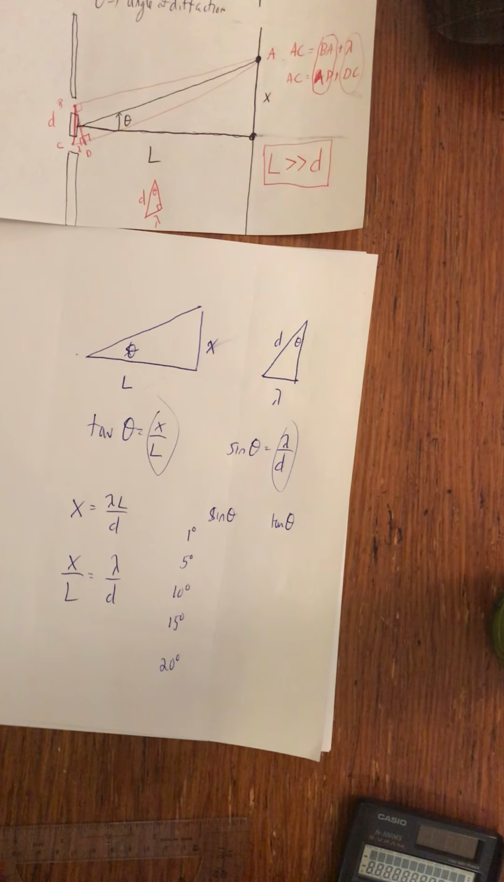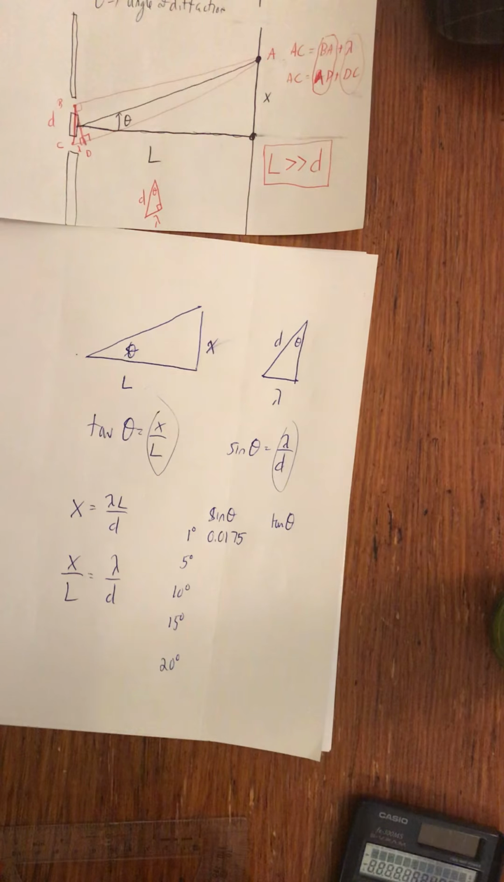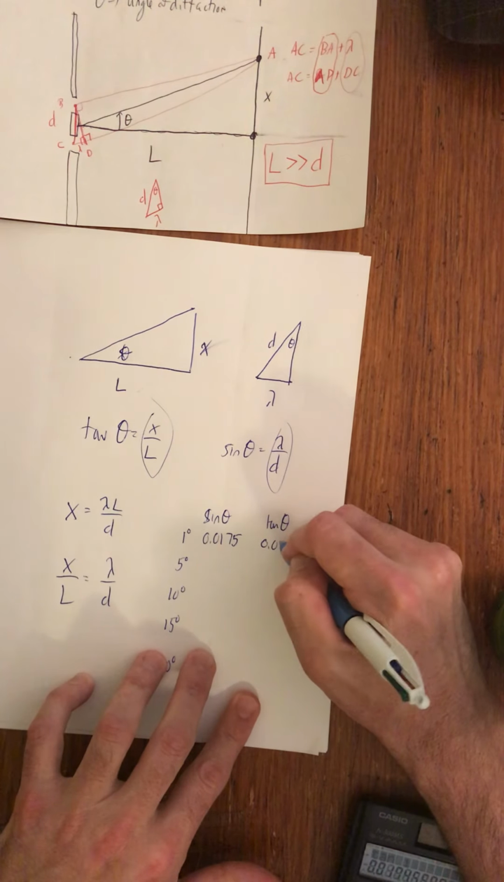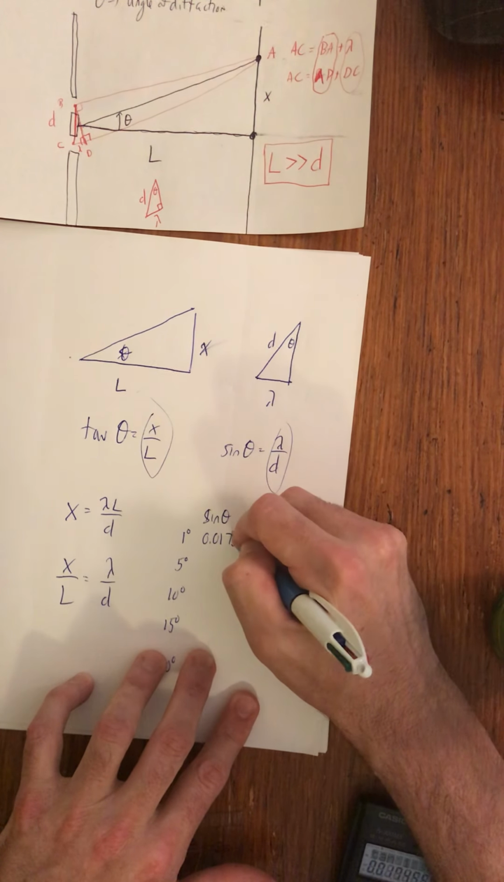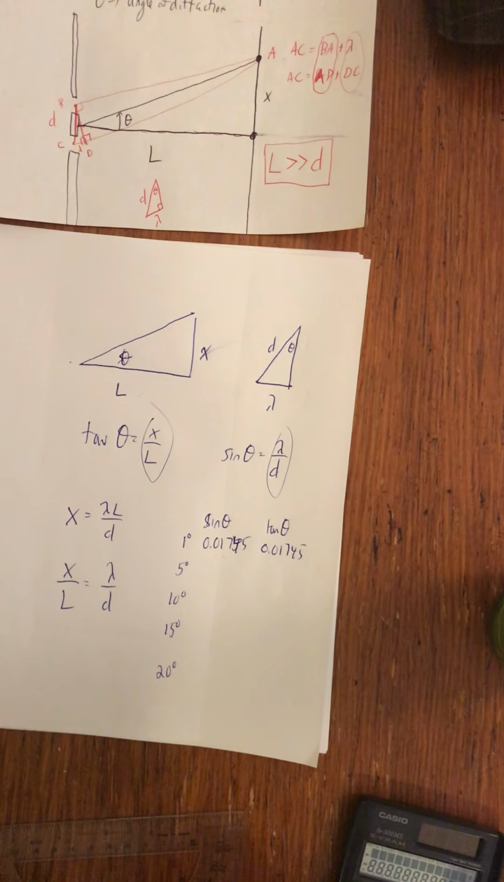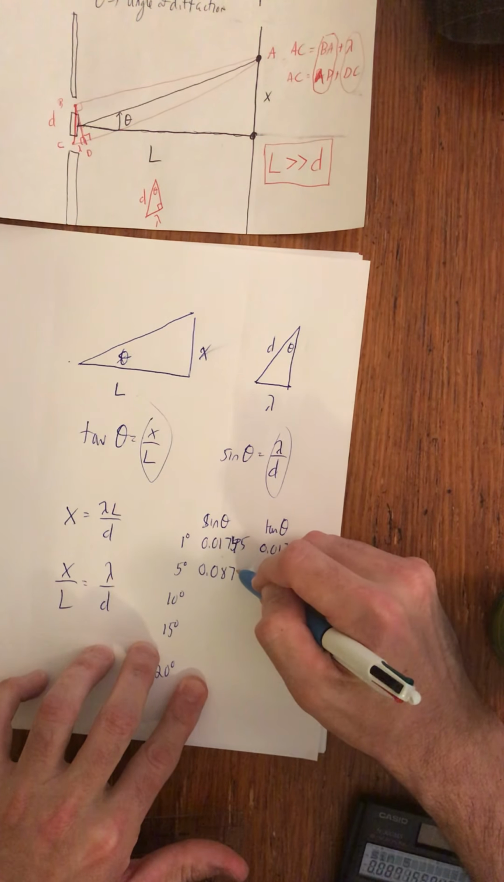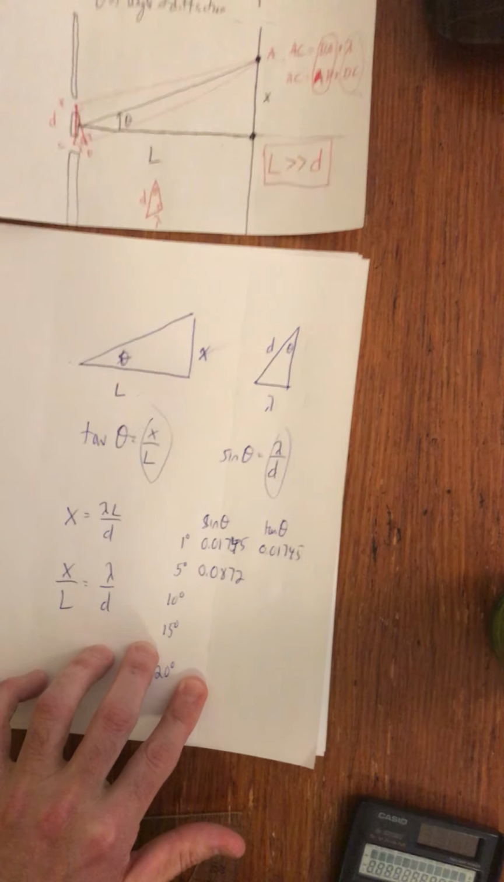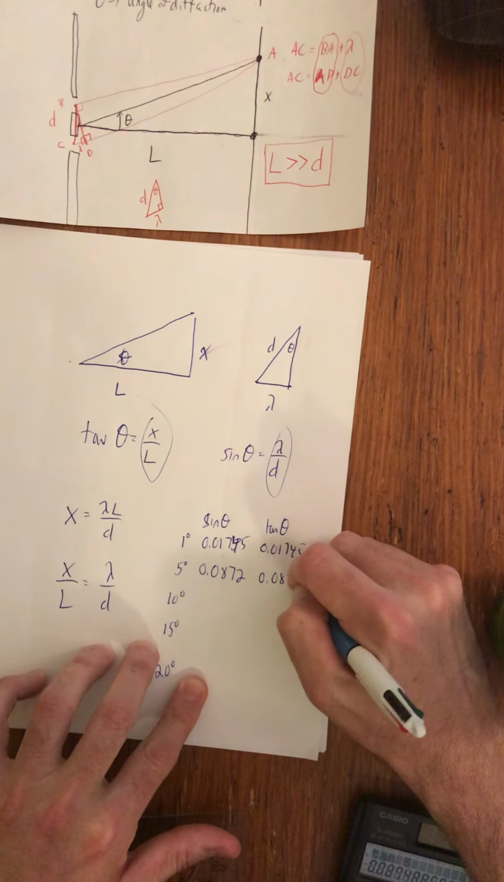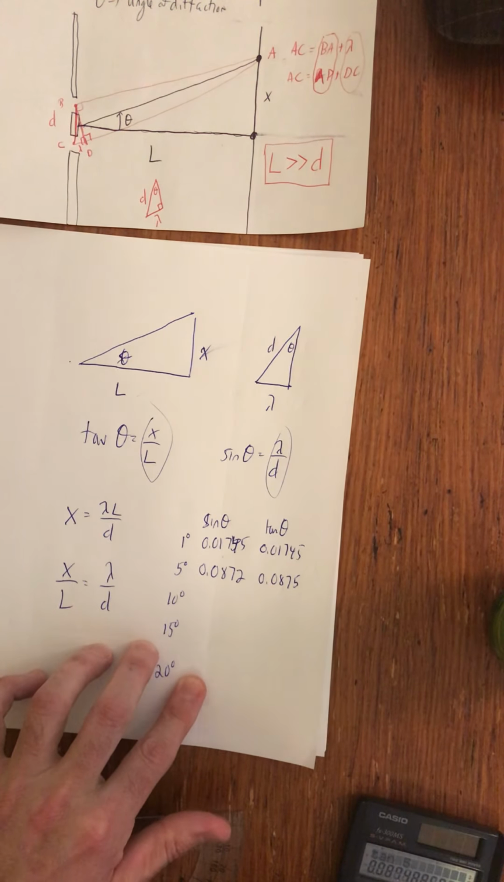If we put that into our calculator, and we do sine of 1, you get 0.01745. So there you go. How about tangent of 1? Put that in. Oh, I got 0.01745. Oh, it's equal. Interesting. Sine of 5, 0.0872. Tangent of 5 degrees, 0.0875. Oh, this one's different at the 10,000th place by a little bit.